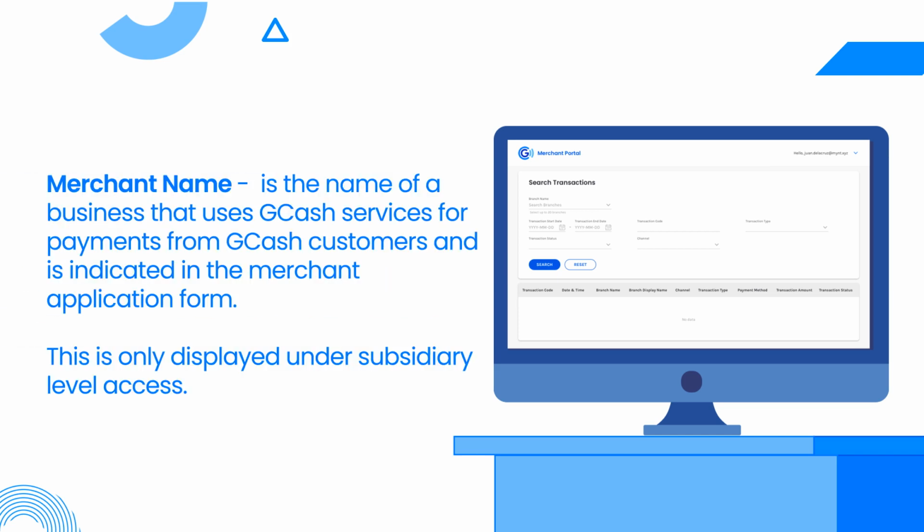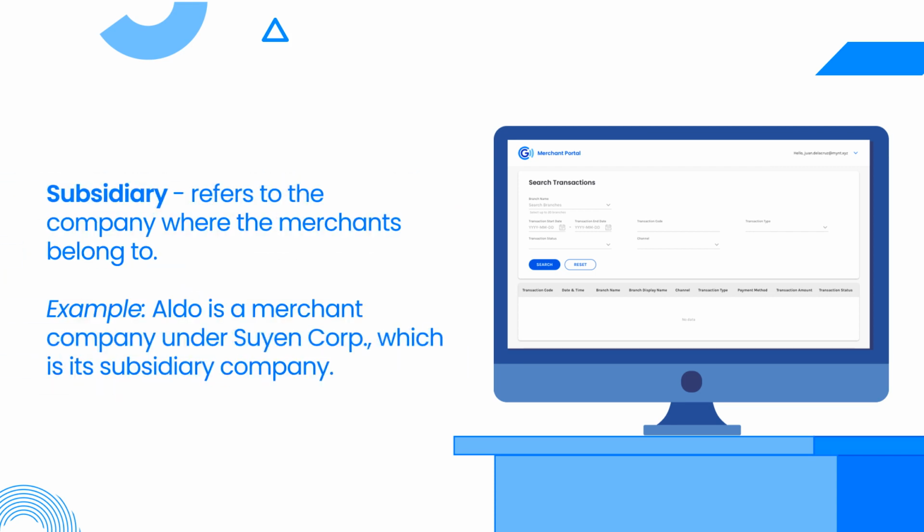Merchant name is the name of a business that uses GCash services for payments from GCash customers and is indicated in the merchant application form. This is only displayed under subsidiary level access. Subsidiary refers to the company where the merchants belong to.